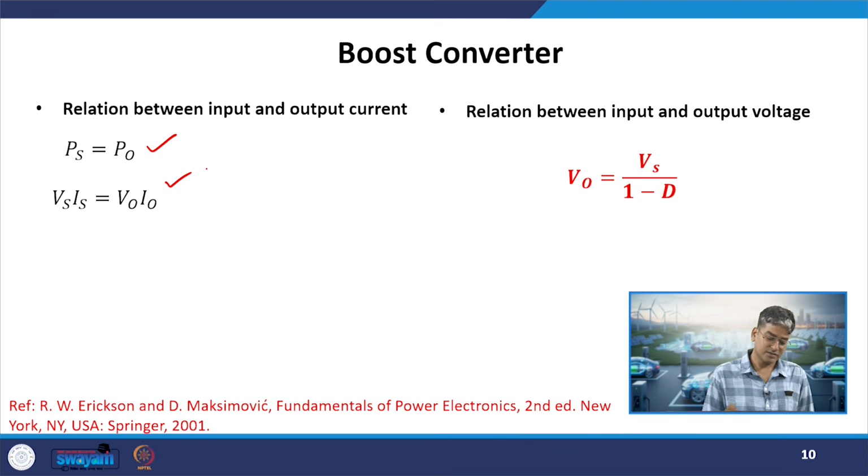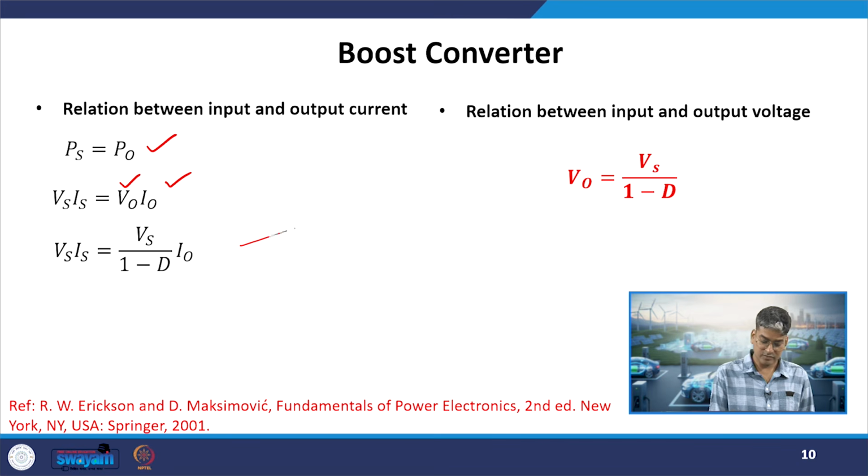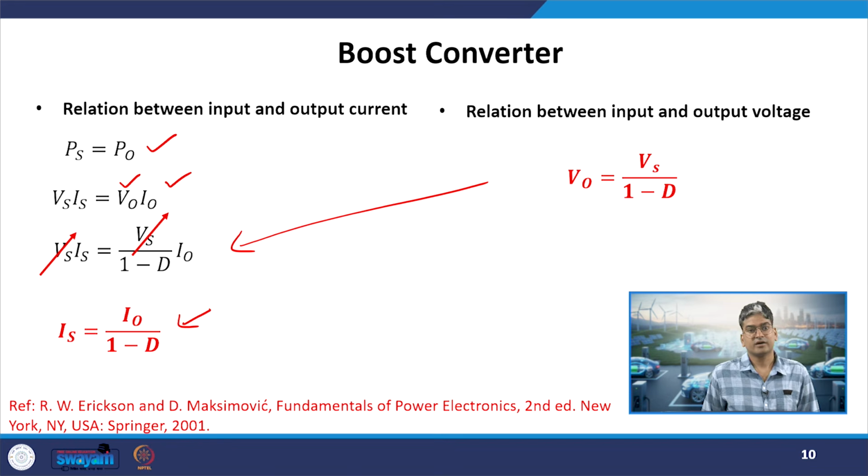Now, I have replaced the input power and output power by Vs Is equal to V naught I naught, and I have derived the relation between V naught and Vs. So, that is what I am replacing over here. Then I will observe that Vs will be cancelled out. Now, I will find a relation between output and input current. Is is equal to I naught by 1 minus d.